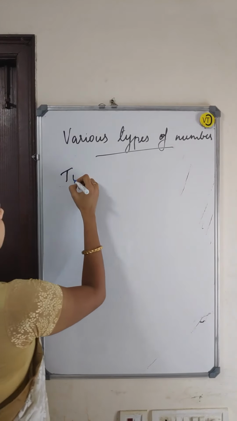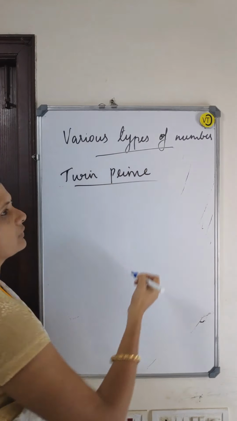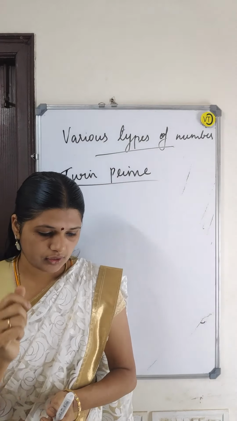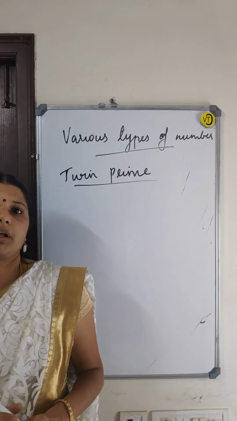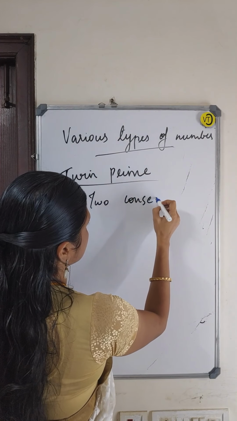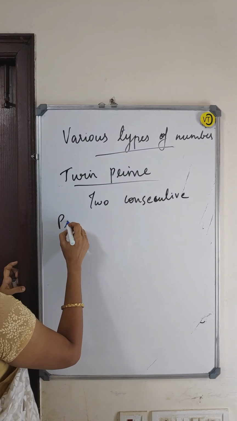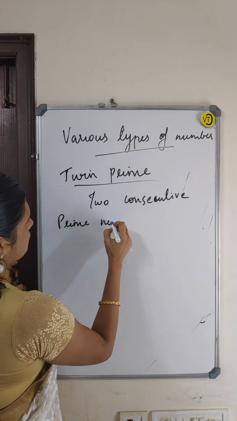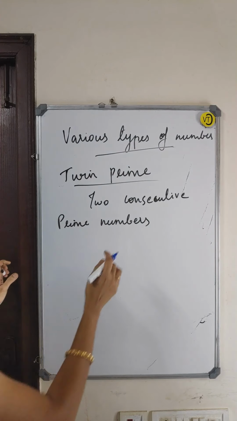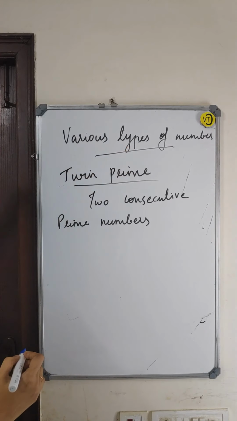The next one is twin prime. What is meant by twin prime? Twins means a double. Two consecutive prime numbers, which we call a twin prime.